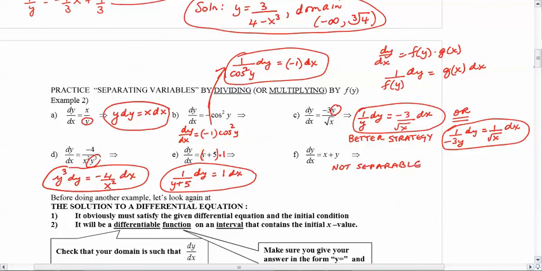Okay, and that is it. Ms. Talmashny is going to put together, I hope, a worksheet with just a little bit of practice of separating the variables before we start the rest of this in class.